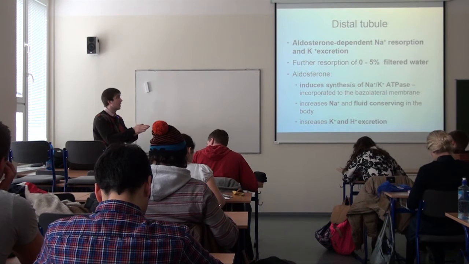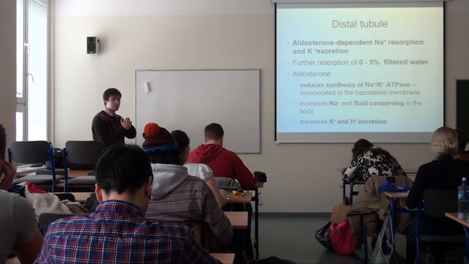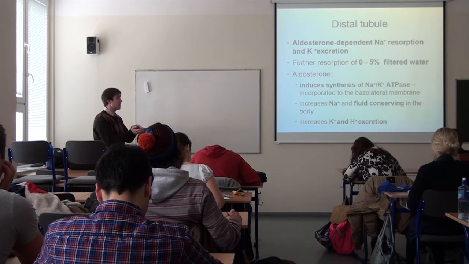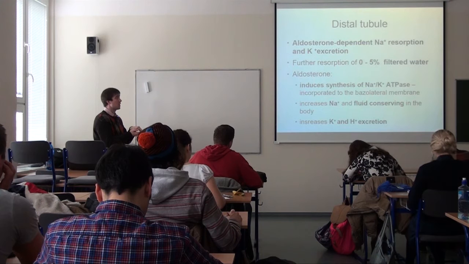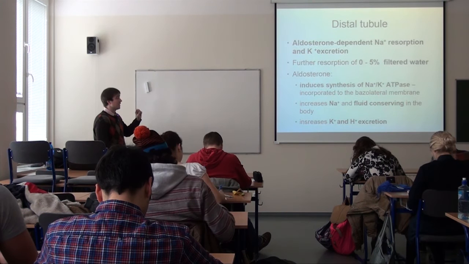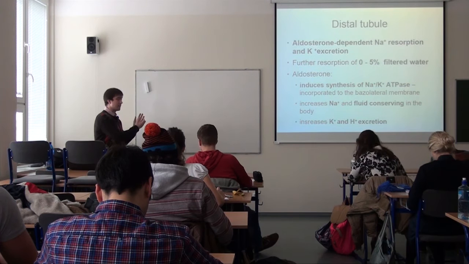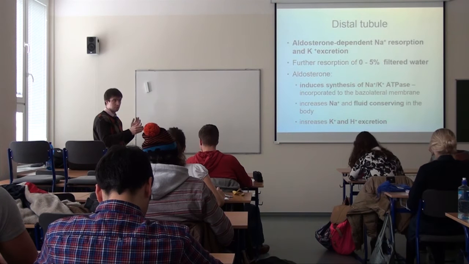For you resorb one cation, the aldosterone has to facilitate the secretion of another cation, yes? And the cation that is excreted is potassium, yes? So normally the aldosterone increases resorption of sodium and excretion of potassium. If you have acidosis in the body, it means a lot of protons, the function of aldosterone will change and it will still resorb sodium, but it will excrete protons. Yes? So aldosterone is also a hormone that keeps the acid-base balance. Yes?